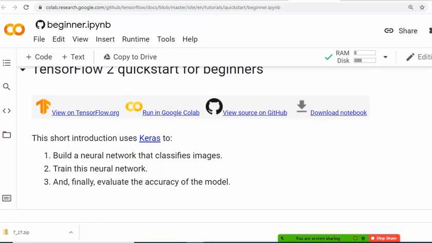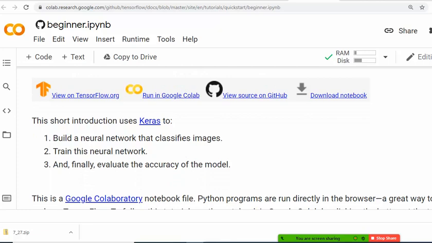All right, so here, Keras is kind of the base language for machine learning. This is a Python library that has machine learning operations. So in this case, you're going to build a neural network that classifies images, then train the neural network, and then evaluate the accuracy. Okay, so let's go down and see.